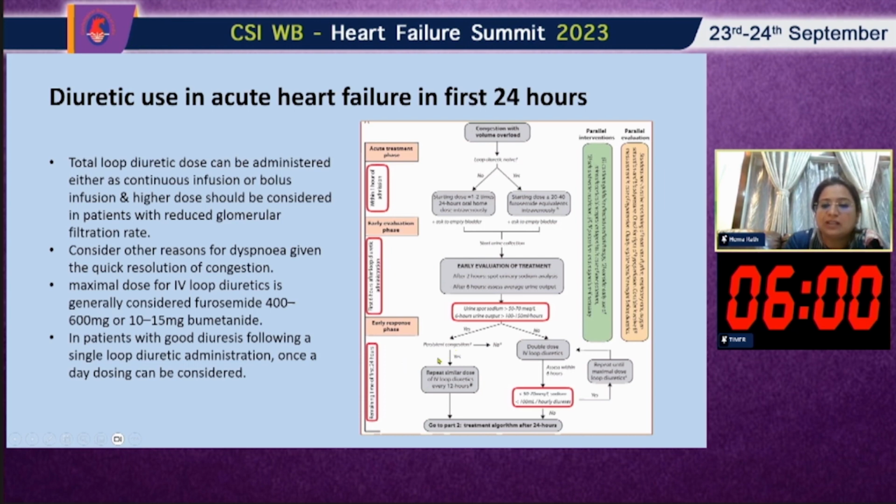And then after 6 hours, if you see there is persistent congestion, repeat a similar dose of IV diuretic and every 12 hours thereafter. If there is no response, then double the dose of diuretics and assess over 6 hours. If there is a fair response, then continue the treatment plan, which will be discussed later in the next slide after 24 hours, or repeat the dose once again.